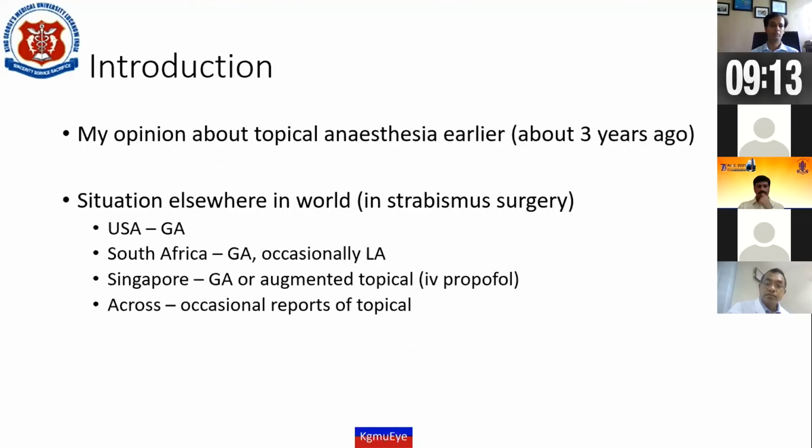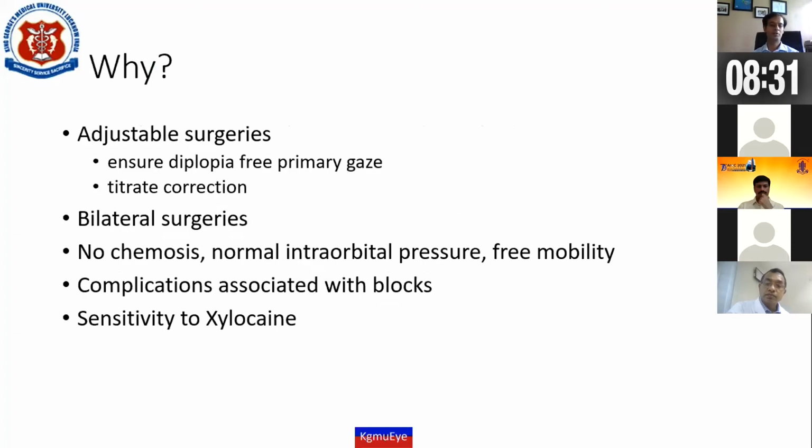So about 3 to 4 years back, I was quite apprehensive about topical anesthesia, but gradually I've been doing strabismus surgery under topical anesthesia in a selected number of patients. So what is the situation in relation to strabismus surgery elsewhere? In the United States, most of the strabismus surgery is performed under general anesthesia for medicolegal concerns related to analgesia and amnesia. In Singapore, it has been on for quite some time. There are plenty of reports, and gradually the acceptability is increasing elsewhere because there are some clear advantages, which I discuss here.